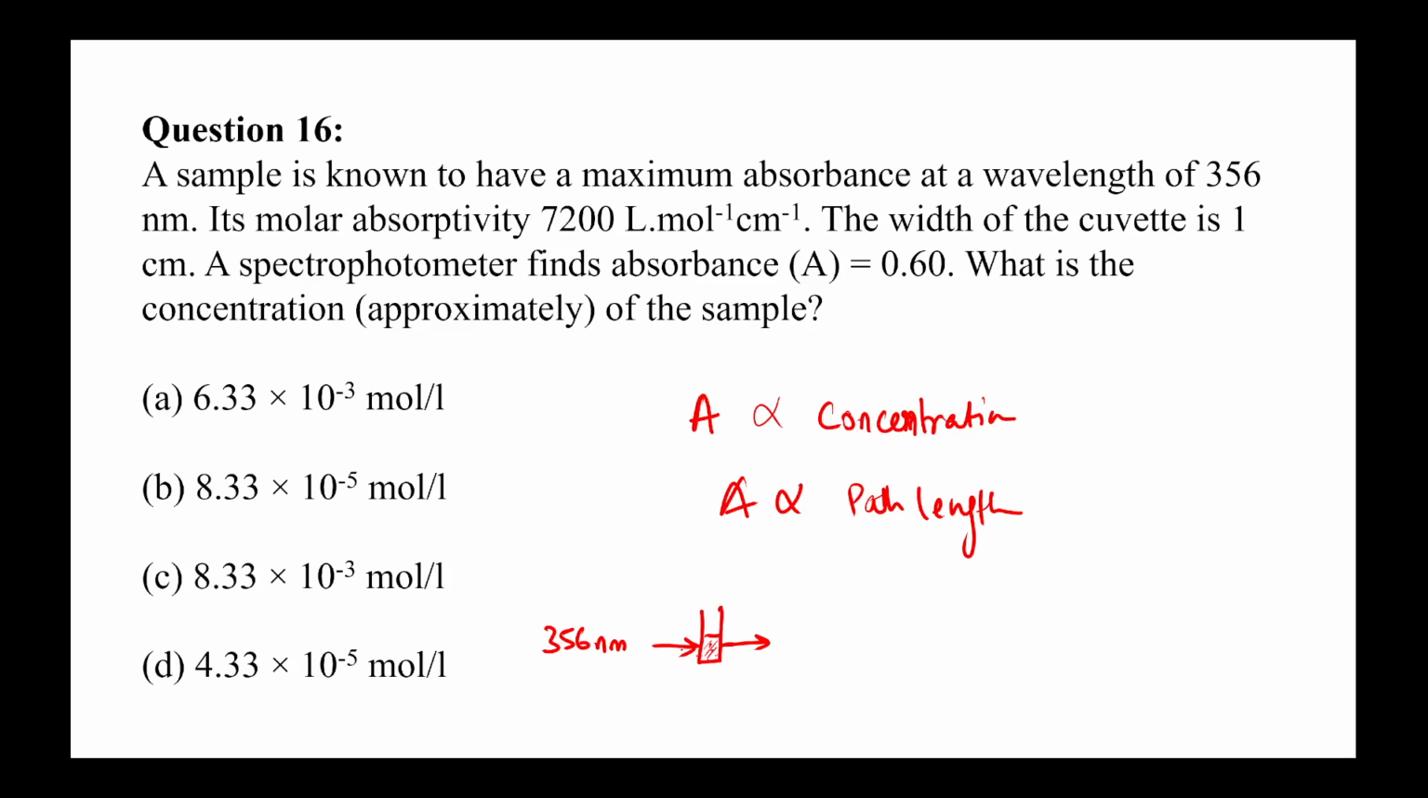So let's say 70% of the light gets absorbed by the solution. If 100% light is passing through the solution, only 30% will be transmitted. Based on whatever is transmitted, how much is absorbed is calculated. That's how you get the absorbance, and that absorbance is directly proportional to the concentration. So higher the concentration, more the absorbance, or lesser the concentration, lesser will be the absorbance.